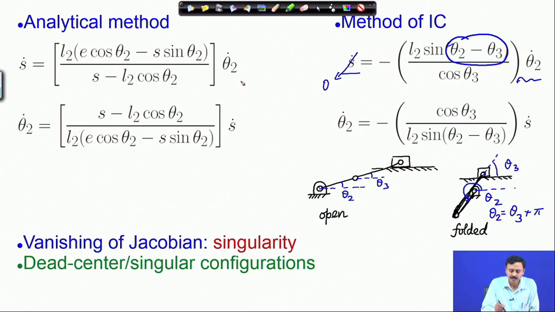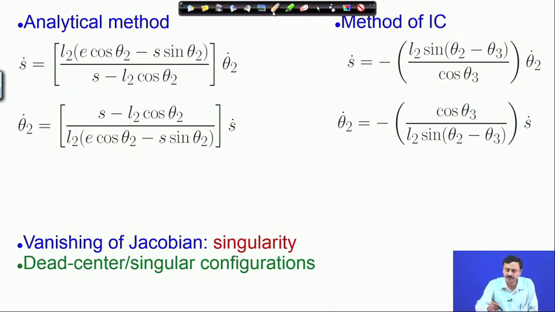That means, given theta 2 dot, finding out S dot. So, the Jacobian becomes singular at these two configurations, and therefore, these are the dead center configurations of the mechanism. There is another set of dead center configurations which we have also looked at, just to reiterate the point.